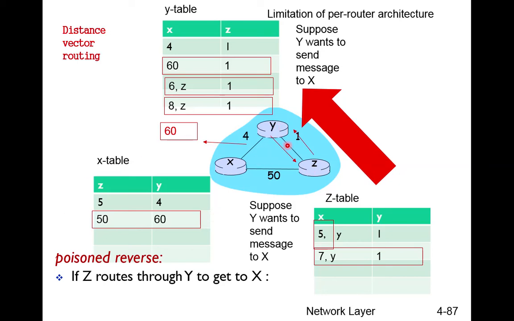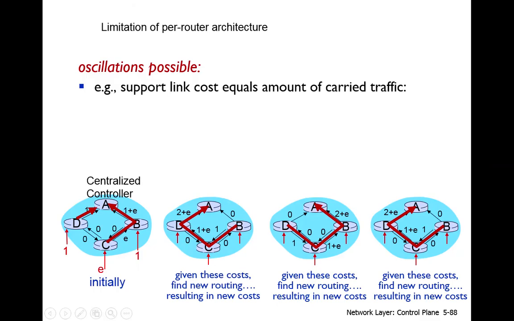So why did this problem arise? It arises due to the distributed nature of the per-router architecture, the per-router control plane. Why? Because this router doesn't know that the path given from Y to X is because of Z. We discussed that this problem of the per-router architecture will be easily solved by SDN.